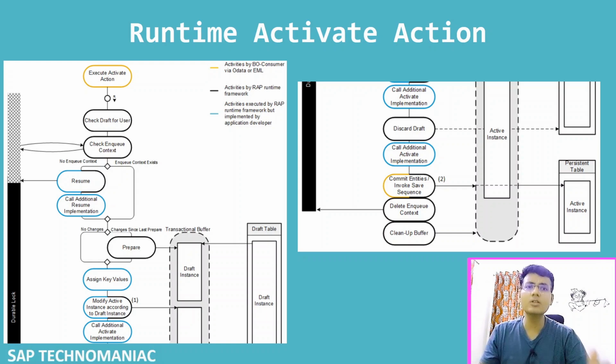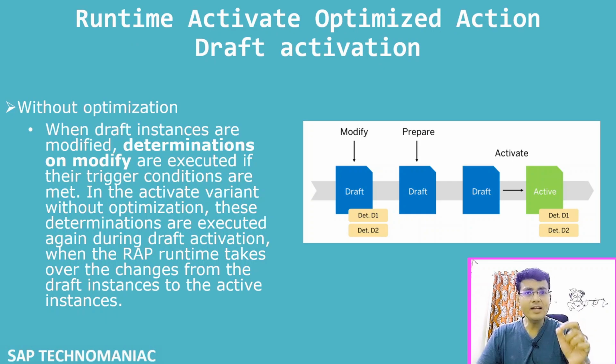So that is not a good thing. To avoid that, we have something called the optimization of this particular activate action. Activate action can work in two ways. One, without optimization. Second, with optimization.